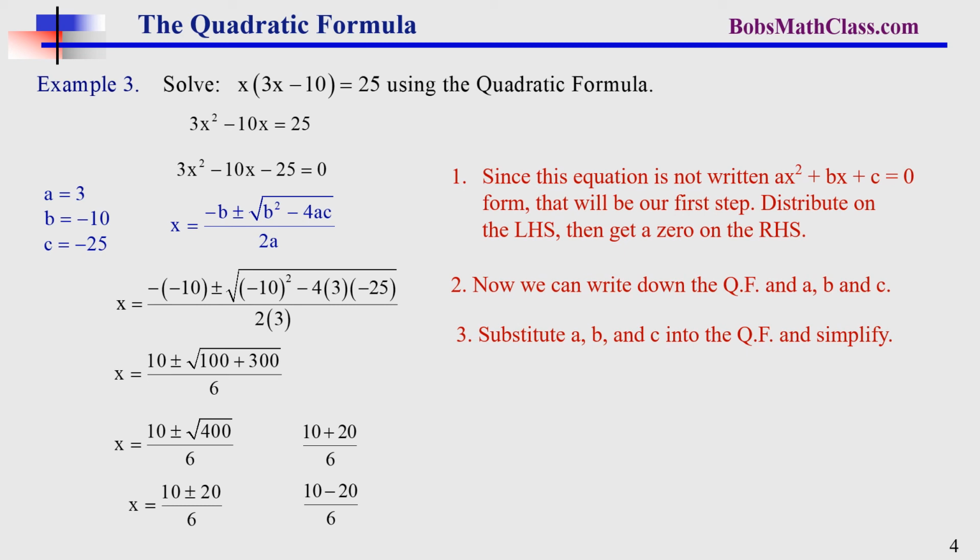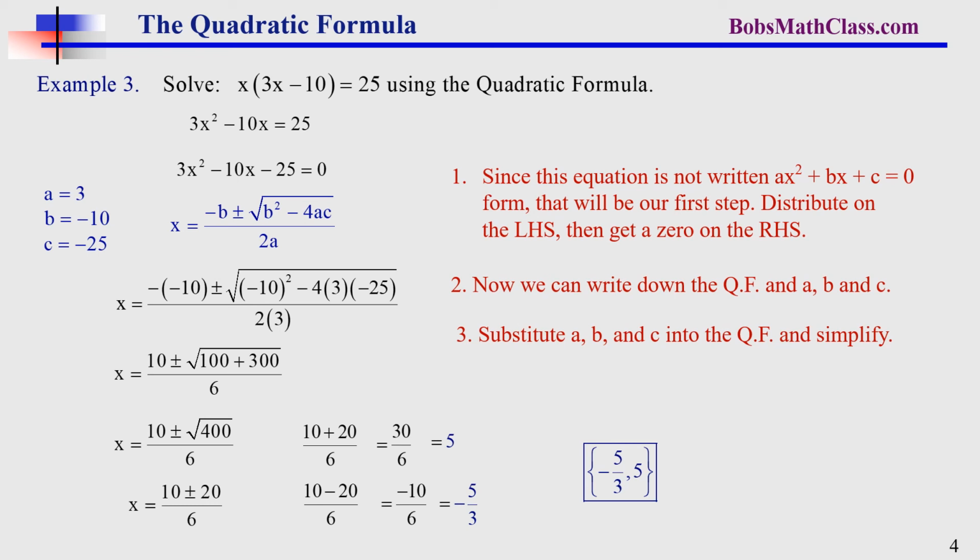Okay, 10 plus 20, that'll give us 30 over 6. And then 30 over 6 reduces to 5. On the bottom, 10 minus 20 is negative 10. So we have negative 10 over 6. We can reduce that by 2. That gives us negative 5/3. So this one gave us two answers, negative 5/3 and 5.